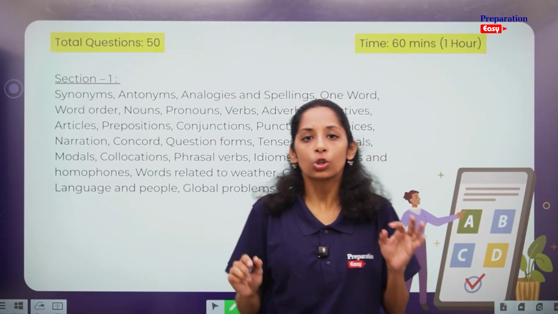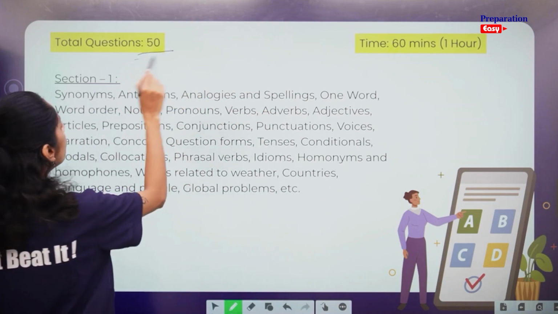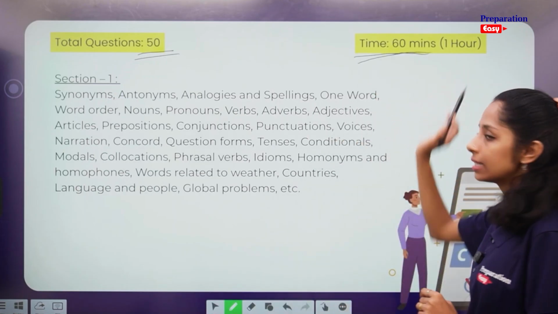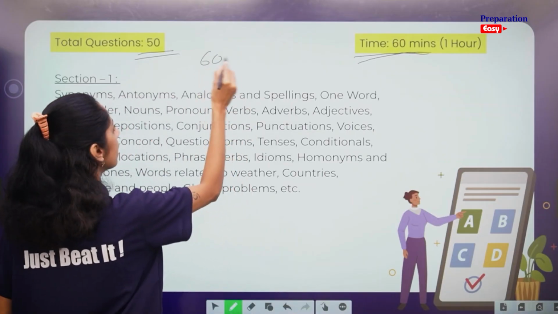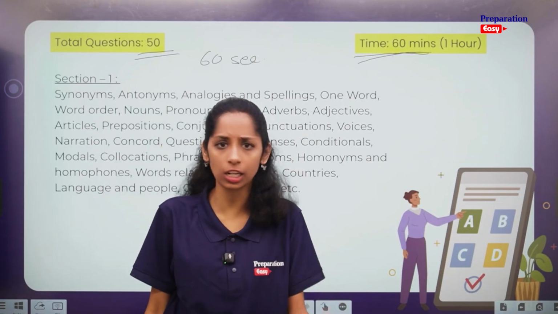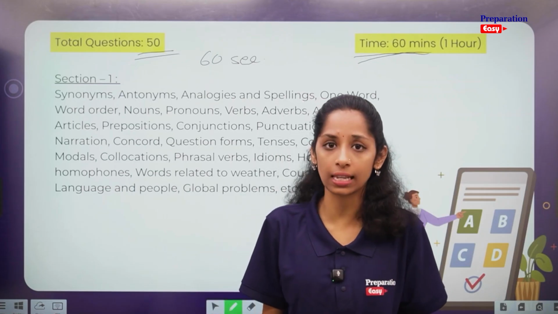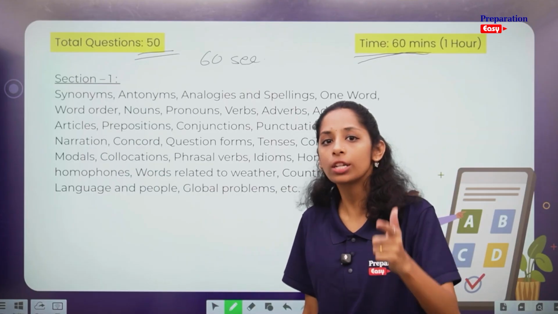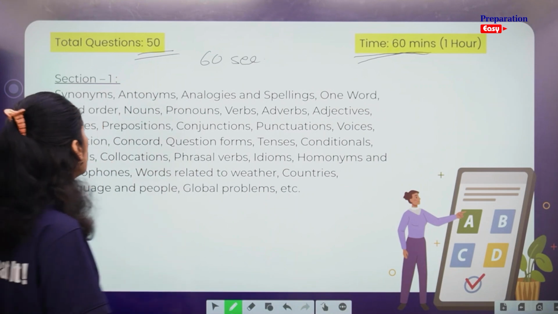Okay. So there will be 50 questions for this exam, and we have only 60 minutes. So for each question, we roughly have 60 seconds. How much time do we have for each question? We have 60 seconds, that is 1 minute, which is really very less. But if you are preparing for a competitive exam like International English Olympiad, then you have to make the preparation easier. Okay. So we are going to understand the syllabus hereafter.